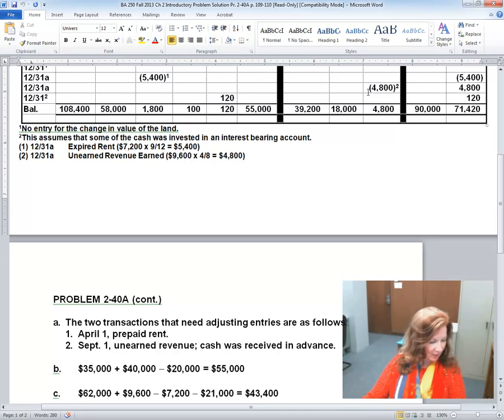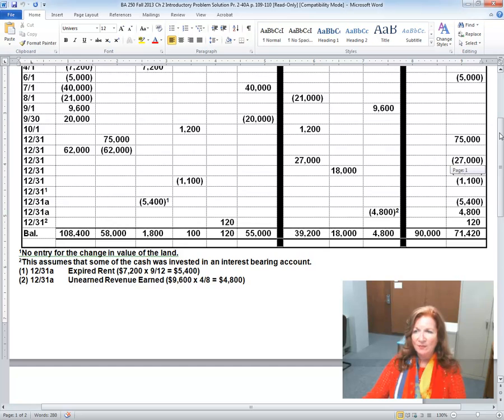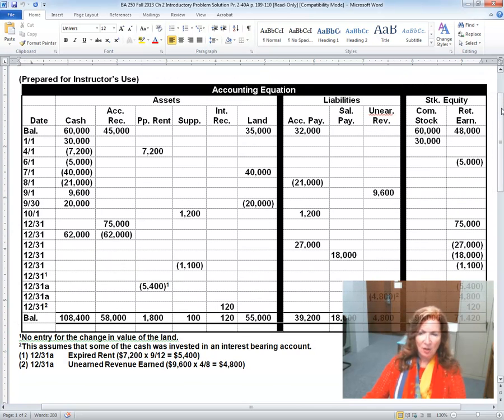So there's one transaction. Now, as we look at the one just above it, we've got this rent. And as we look at when the rent occurred, I don't have that, let's see.